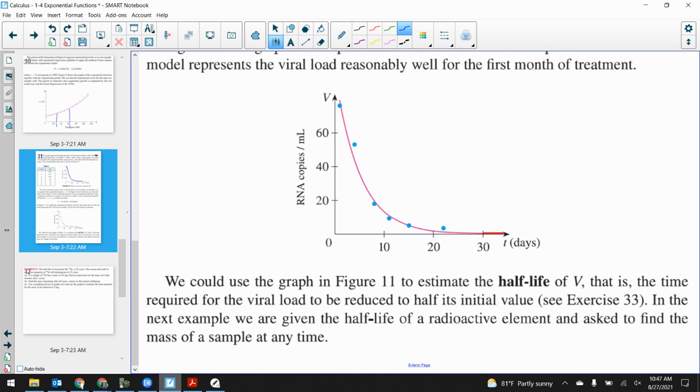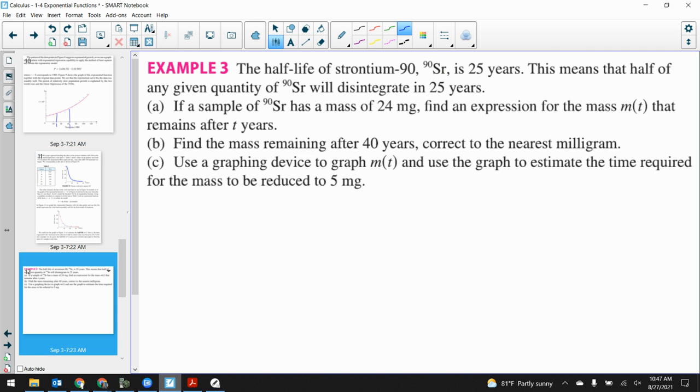Another thing that we can talk about is half-life. Now, we covered that back in Algebra 2. We're going to logically reason through half-life right here. Half-life of this particular TM90 is 25 years. This means that half of any given quantity of this will disintegrate within 25 years. Okay, so part A says, if a sample has a mass of 24 milligrams, find an expression for m of t, mass as a function of time.